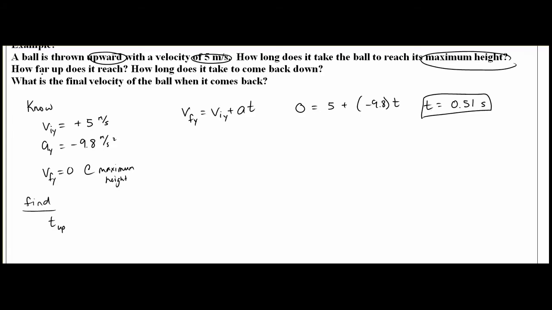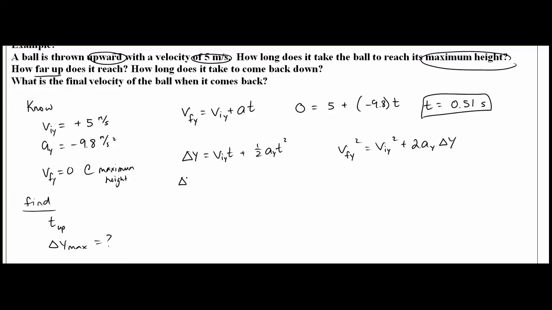The second part says how far up. So that's what I need to know. What is delta y maximum? So there's two equations I could use to figure out what my delta y maximum is, because there's two equations that have delta y. The second equation says delta y is equal to v initial y t plus 1/2 a y t squared. And the third equation says that v final y squared equals v initial y squared plus 2a y delta y. They both have delta y in them, so it doesn't matter which one we use. So go ahead and pick which one you want to use and plug the values in. I'm going to solve both of them so you can see.